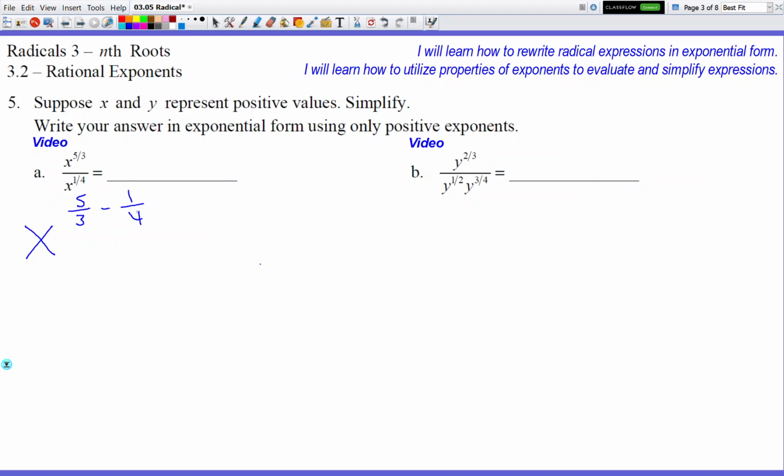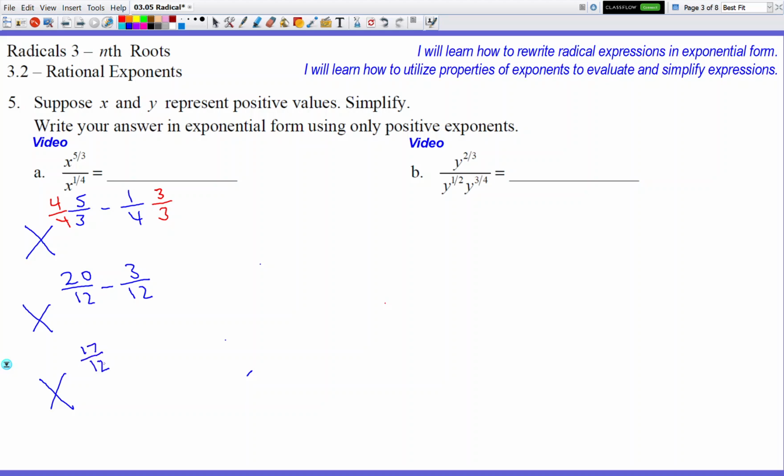Since you're going to subtract these fractions, you have to make sure they have the same denominator. I think they're going to match at 12. So multiply the first fraction by 4/4 and the second fraction by 3/3, and that's going to cause them to have the same denominator. So this is going to be x to the 20/12 power minus 3/12. When I subtract this, this is going to become x to the 17/12.